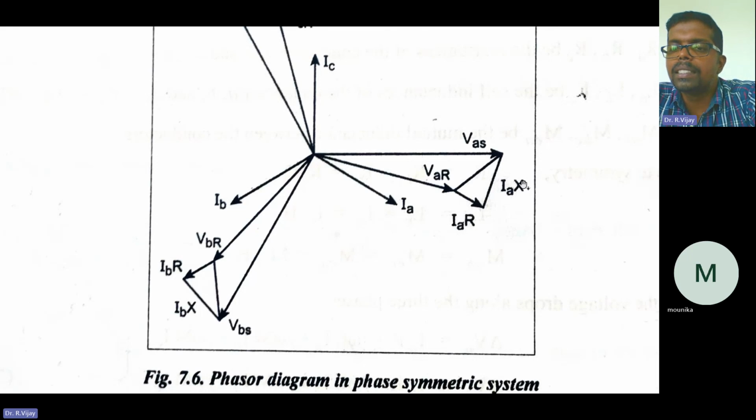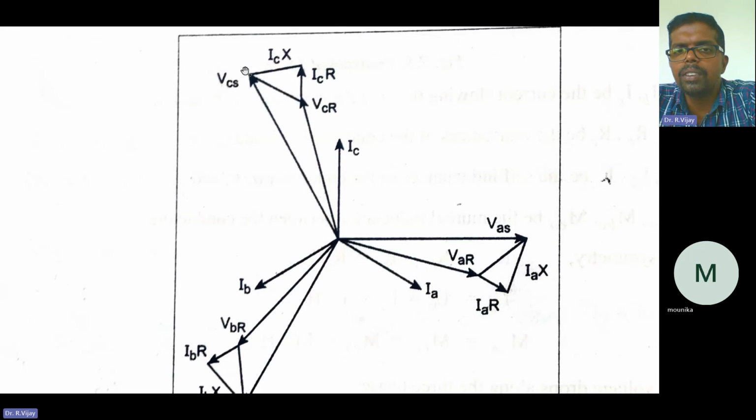So R plus jX. Here this is the resistance component, that is IA into R. This is the reactance component, IA into X. So the resultant is VAS. Similarly for all phases, you see for phase C it is also the same.